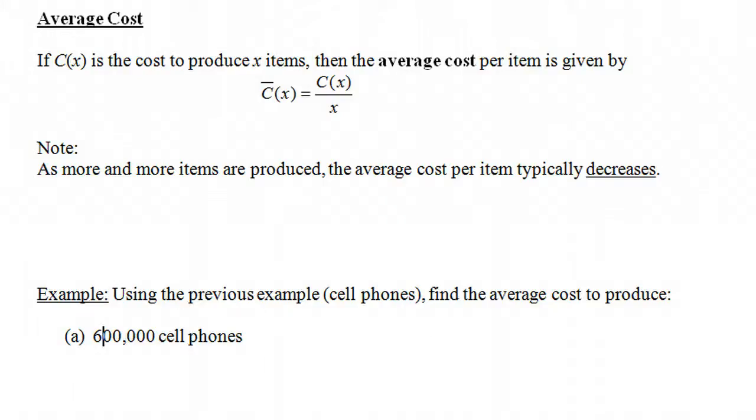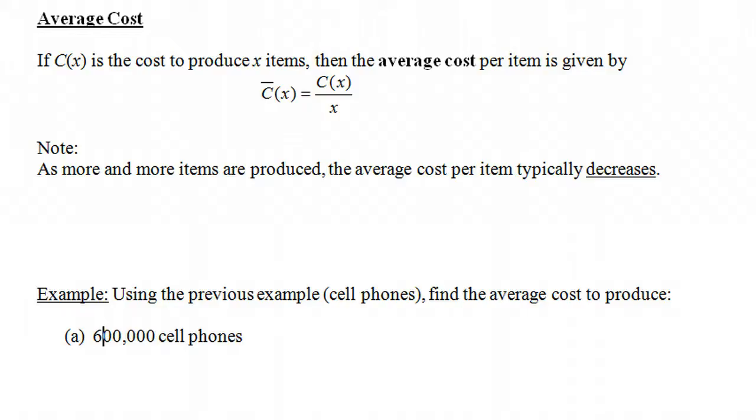In this video, we're going to talk about average cost. If C of X is the cost to produce X items, then the average cost per item is given by the formula C bar of X. So that means the average cost per item is equal to C of X, the total cost to produce those items, divided by X, the number of items.